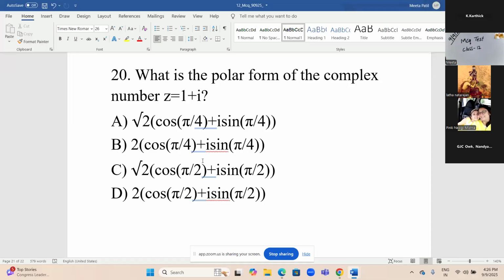Once again, I will repeat the question. What is the polar form of the complex number z = 1 + i?